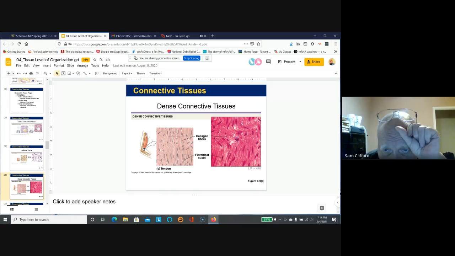Dense connective tissue is collagen fibers packed very closely together with nuclei, and this is found in tendons, ligaments, and in another type of dense connective tissue found in the dermis. So these tissues are very, very strong. There are many, many layers that can distribute force applied to them. So tendons will hold the muscle to the bone, and ligaments will hold the bones together.